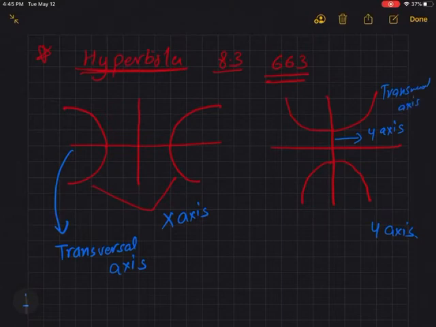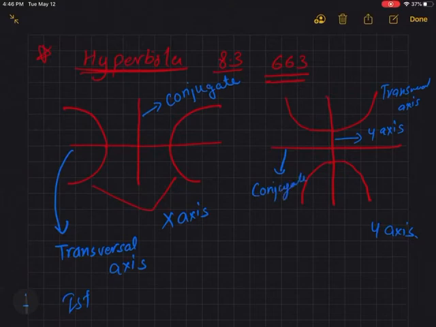Okay. Next, for the first one, if x is the transversal axis, then the other axis is called the conjugate axis. This is called the conjugate axis. So the same thing applies for the second one. For the second graph, the conjugate axis would be the x-axis.